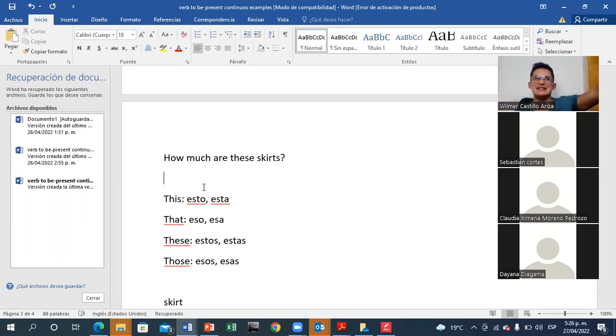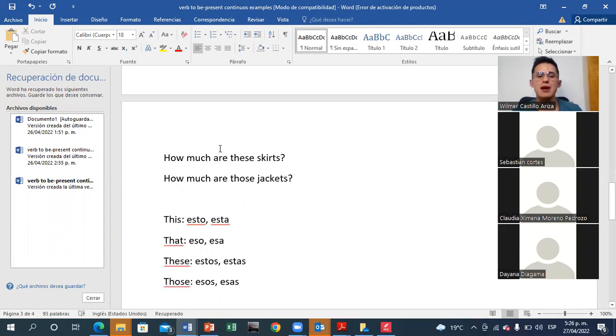Pero ahora si ven unas chaquetas que están colgadas allá a lo lejos, y ustedes quieren preguntar, ¿cuánto valen esas chaquetas? ¿Cómo preguntarían? How much are those? Those. Ay, no sé cómo se dice eso, profe. Jackets. Okay. So how much are these skirts? How much are those jackets? Okay. ¿Cuánto valen estas faldas? ¿Cuánto valen esas chaquetas? Okay.